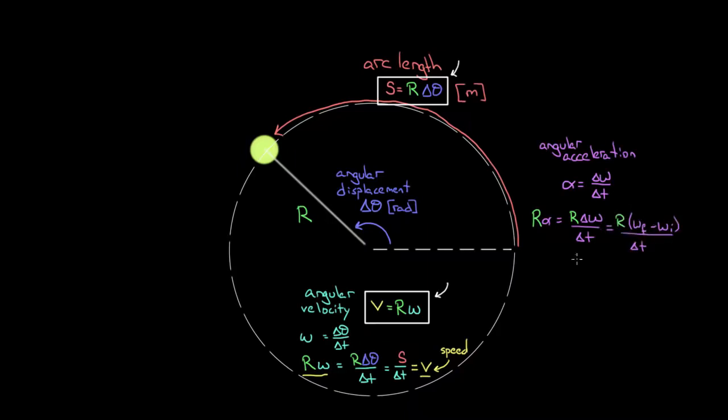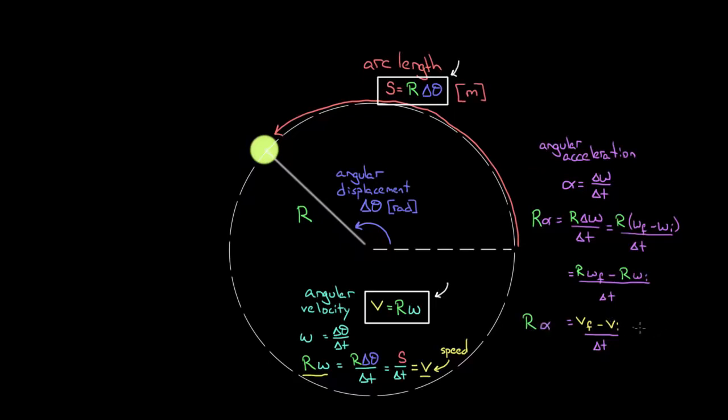So I can distribute this r, and I'd get that this would equal r times omega final minus r times omega initial divided by the time that it took. But now look what happens. We've got r times omega final and r times omega initial. We know what r times omega is. It's the speed, not the velocity, but the speed. So I could rewrite this. I could say that this is really the final speed minus the initial speed over the time that it took to change by that much speed. So this is, if I just rewrite the left-hand side, what r times alpha is equal to.